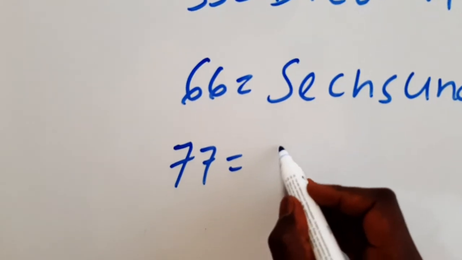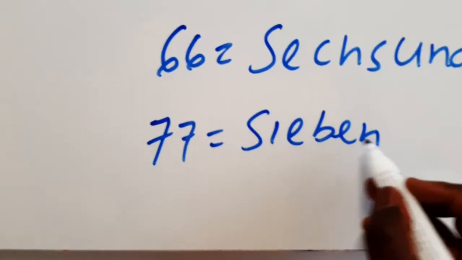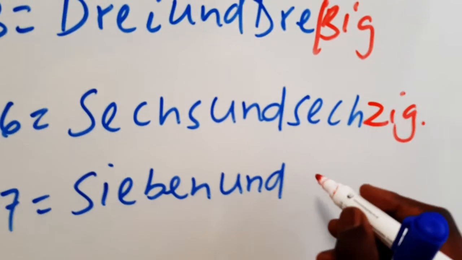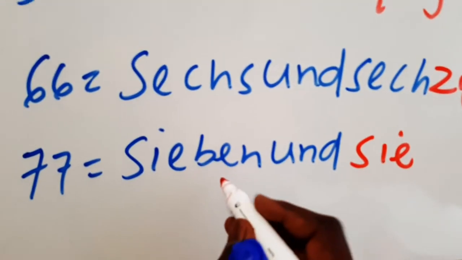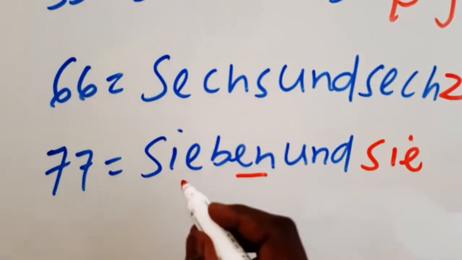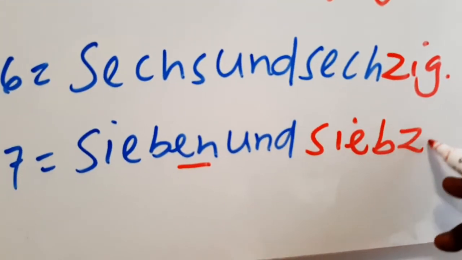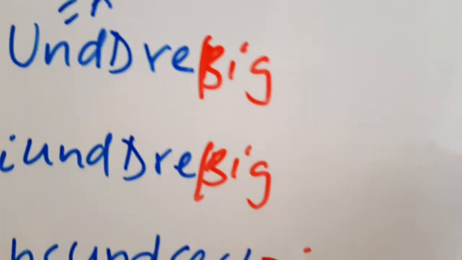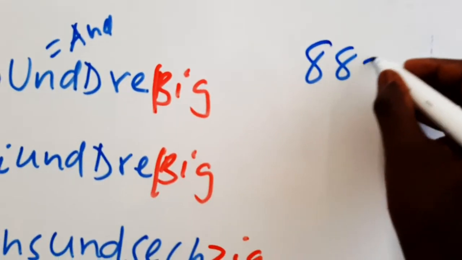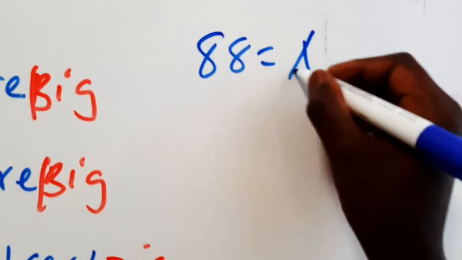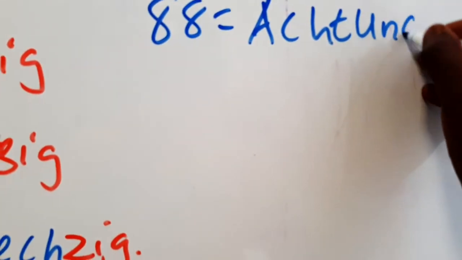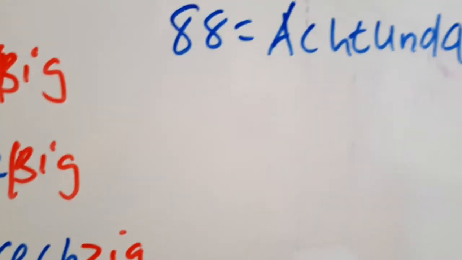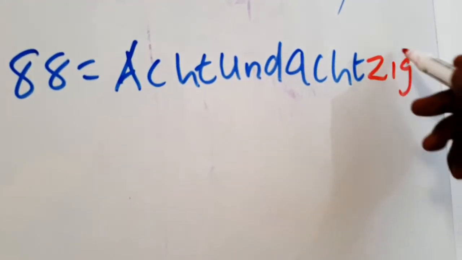77 will be sieben und. So here the trick is that you have to delete the en here. So it will be sieben und siebzig. Okay. Two more trials. Let's say 88, for example. So this one will be acht und achtzig. Don't forget this.